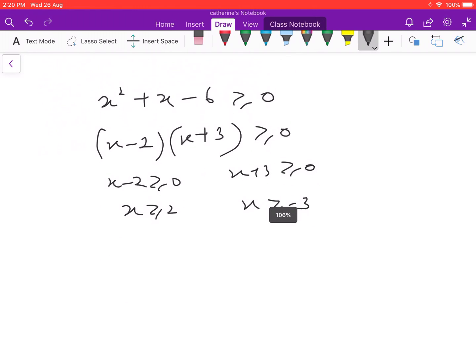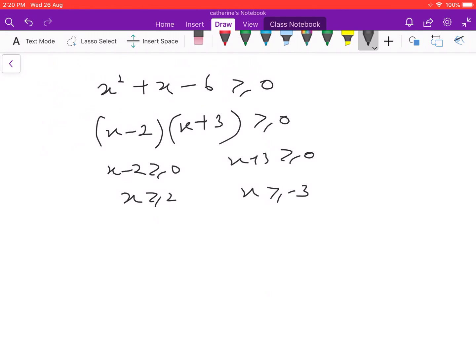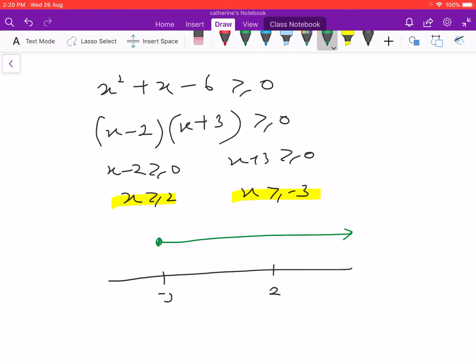Alright, let's try to solve it with another method, which is called the number line. If I want to solve it with a number line, I will first draw the number line with the coordinates negative 3 and 2. According to this, I am going to say that x is more than negative 3, from the number line, and then x has to be more than 2. What you need to do now is divide this number line into 3 sections. So you're going to have 1, 2, and 3 sections.